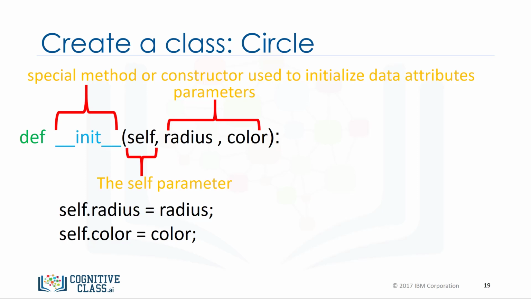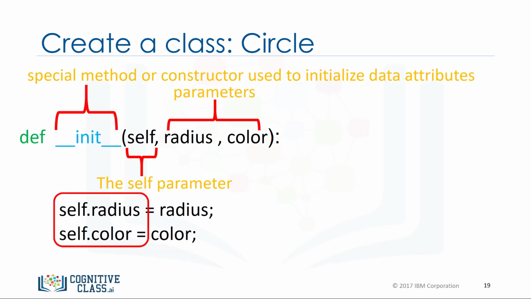The self parameter refers to the newly created instance of the class. The parameters radius and color can be used in the constructor's body to access the values passed to the class constructor when the class is constructed.